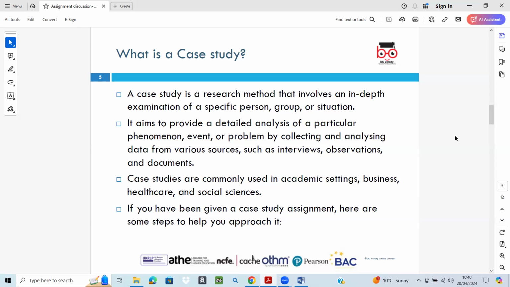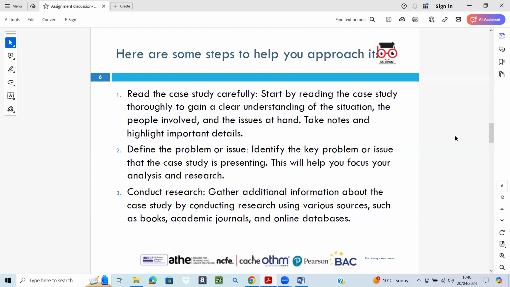And we need to remember that each step in handling a case study, from understanding the assignment and collecting data to analyzing findings and reporting, is crucial to the depth and quality of our research. And these are the important points. Then some steps to help you approach it.